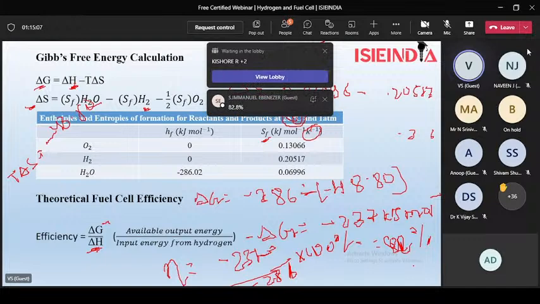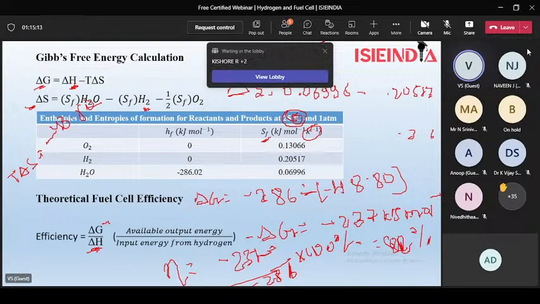So till now whatever we have done is theoretical, but in the case of a practical fuel cell the scenario is different. There is some difference in the practical case, because there are some losses which occur during the operation of fuel cells.